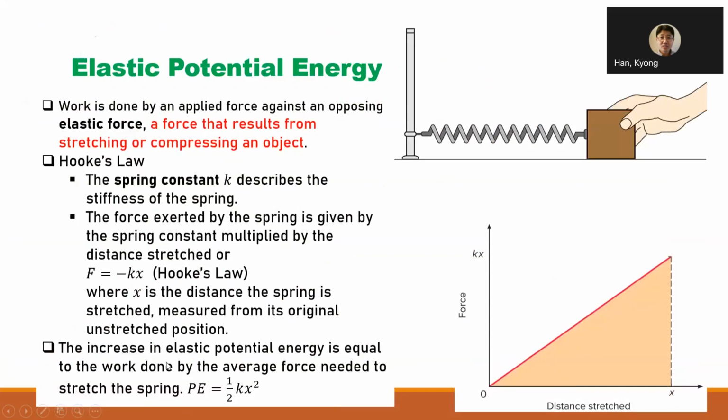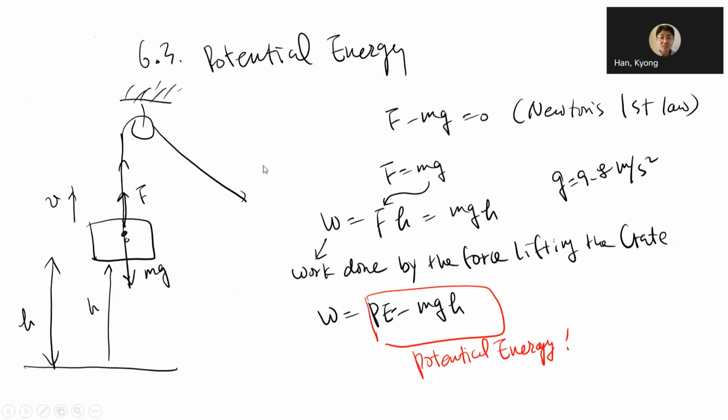Now I'm going to explain elastic potential energy. Elastic potential energy is another form of energy. Work is done by an applied force against an opposing elastic force, a force that results from stretching or compressing an object. Elastic potential energy.